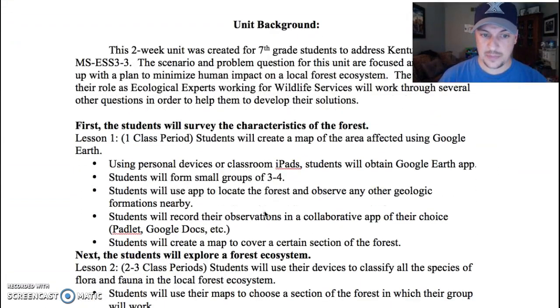Right, next up is the unit background. It pretty much explains that this is a 2-week unit created for 7th grade students to address Kentucky NGSS standards, MS-ESS3-3. The scenario and problem question for this unit are focused around coming up with a plan to minimize human impact on a local forest ecosystem. The students, in their role as ecological experts working for Wildlife Services, will walk through several other questions in order to help them to develop their solutions.